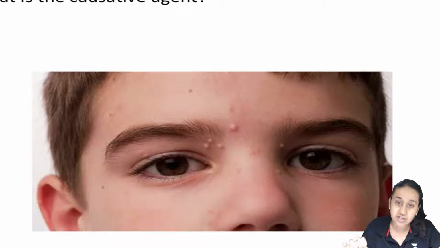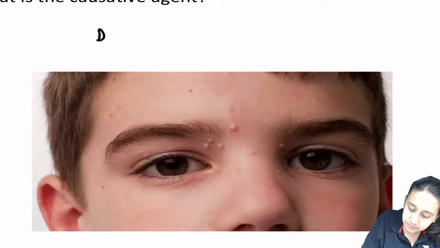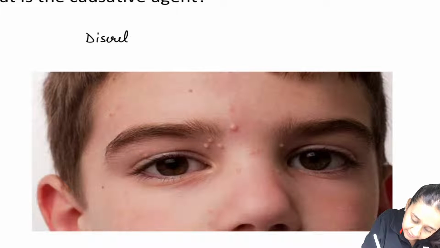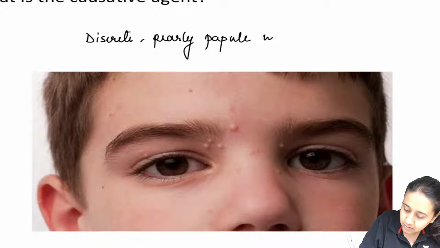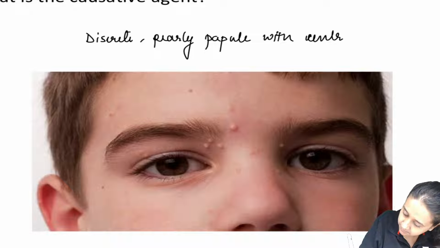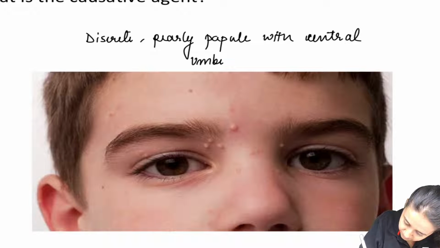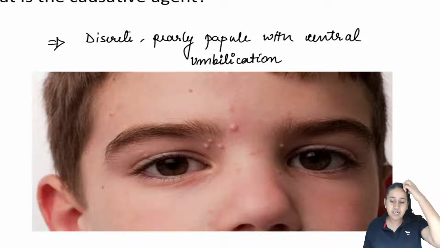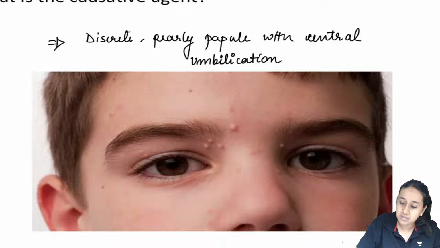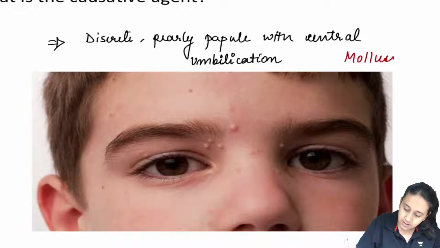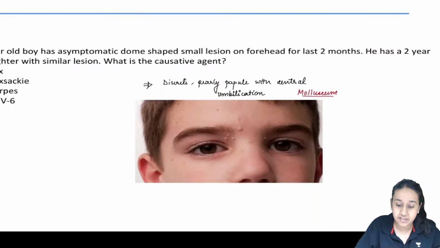What is the diagnosis? Looking at the lesion, very classical, discrete pearly papules with central umbilication. This is a very classical diagnosis of molluscum contagiosum. And please remember, molluscum contagiosum, it is a pox virus.